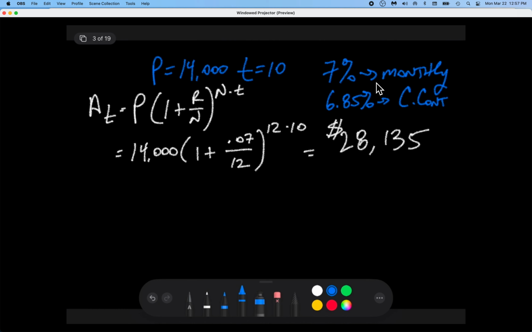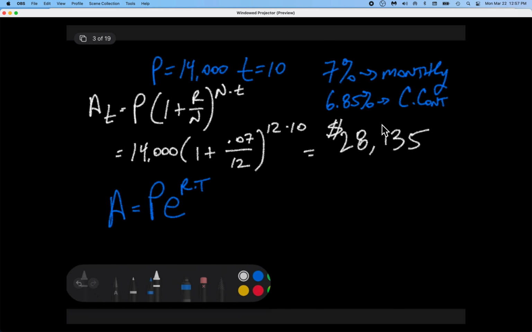And that formula involves E, and Nosy Nancy gets pushed out of this equation. She is not involved because you are not compounding a certain amount of times per year. You're compounding continuously, and that's where the exponent E comes in.